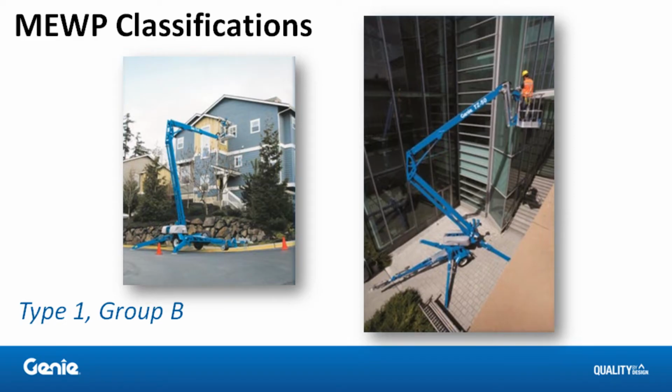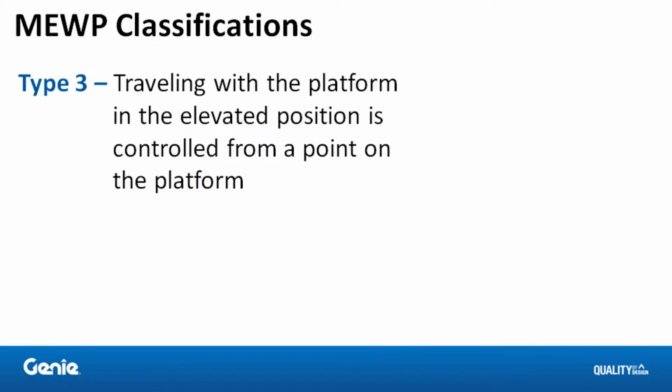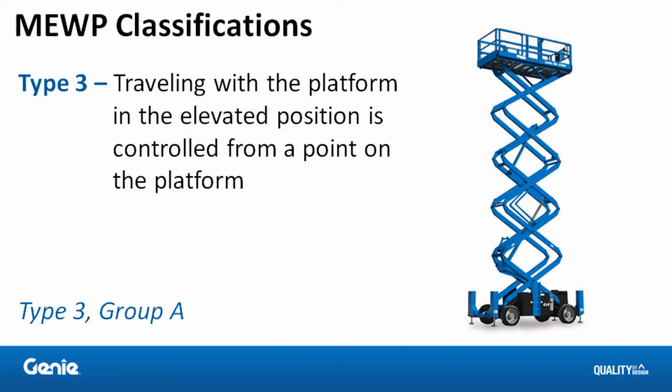Now, let's move on to Type 3 MEWPs, where traveling with the platform in the elevated position is controlled from a point on the platform. A great example of a Type 3 Group A machine would be electric or rough terrain scissor lifts. The main platform never extends beyond the tipping line, and machine travel is controlled from the platform controls.